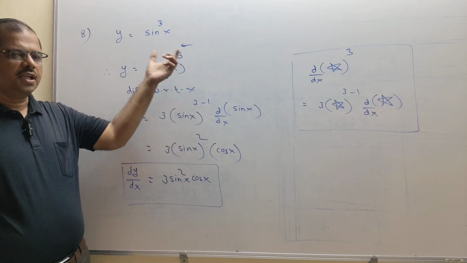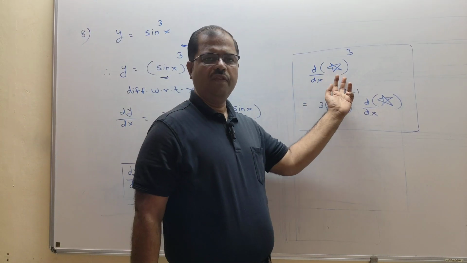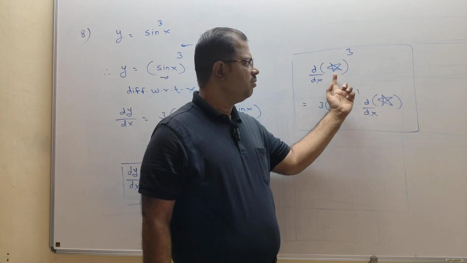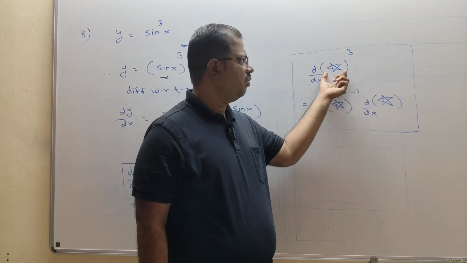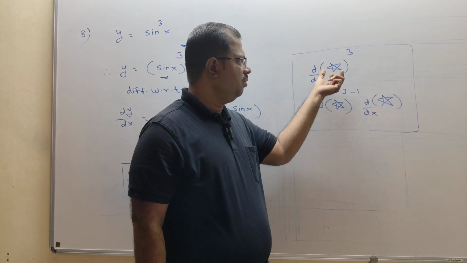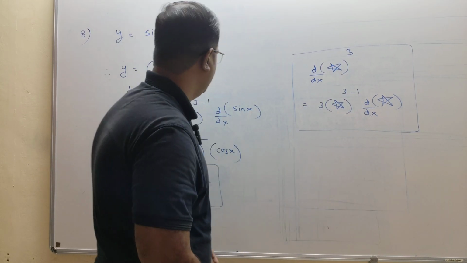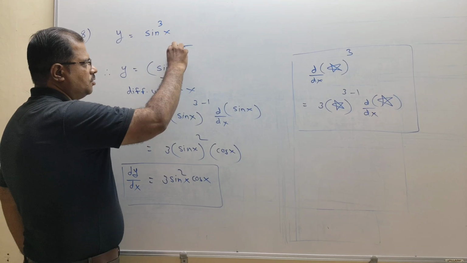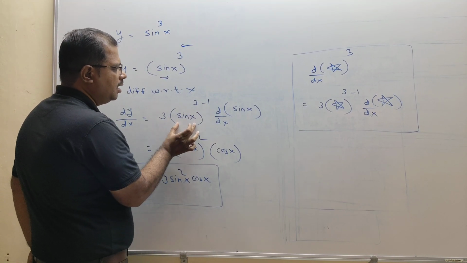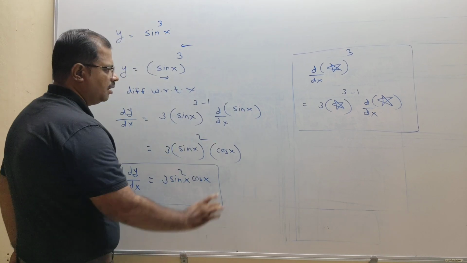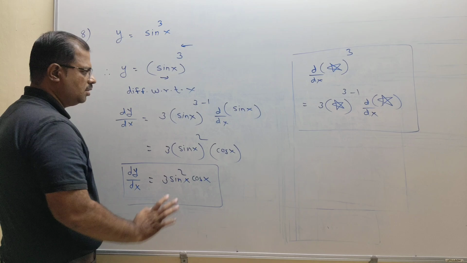Derivative of fx raised to 3, such type of function. Look here, d by dx of fx raised to n: derivative of x raised to n is n into x raised to n minus 1, so derivative of fx raised to 3 is 3 into fx raised to 3 minus 1 into derivative of fx, write in numerator. Derivative of sin x raised to 3 is 3 into sin x raised to 3 minus 1 into derivative of sin x in numerator, that is cos x. 3 minus 1 is 2, so 3 sin square x into cos x.